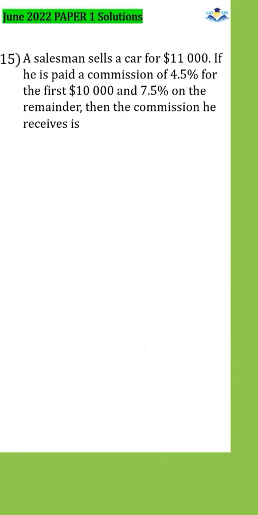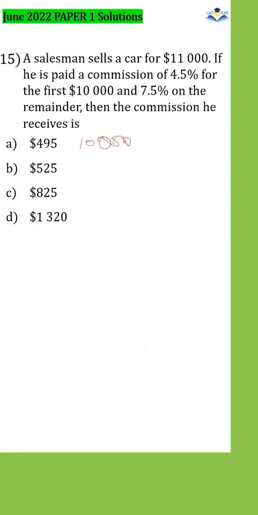15. A salesman sells a car for $11,000. If he is paid a commission of 4.5% on the first 10,000 and 7.5% on the remainder, then the commission he receives is what? Okay, so they tell us on the first 10,000, he is getting a commission of 4.5%. We can divide 4.5 by 100 and get 0.045. Once you multiply this, you'll see that the commission he receives on the first 10,000 is $450.